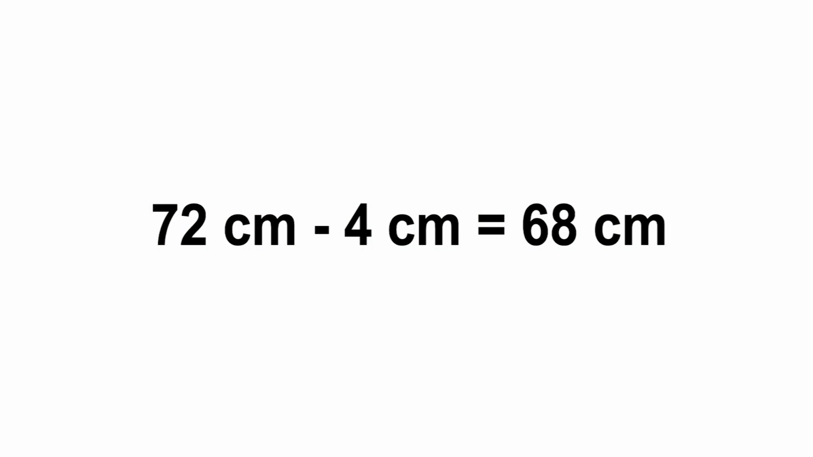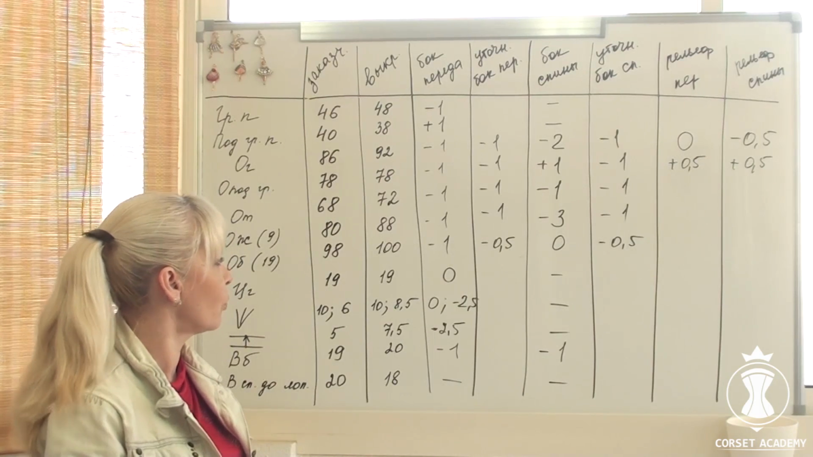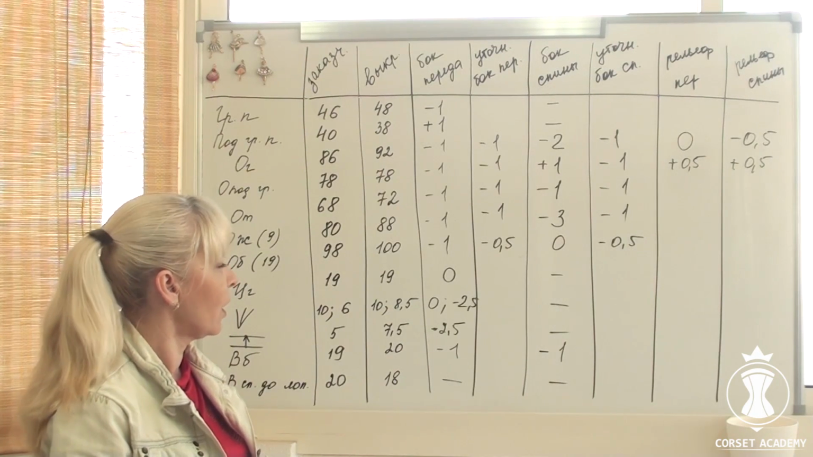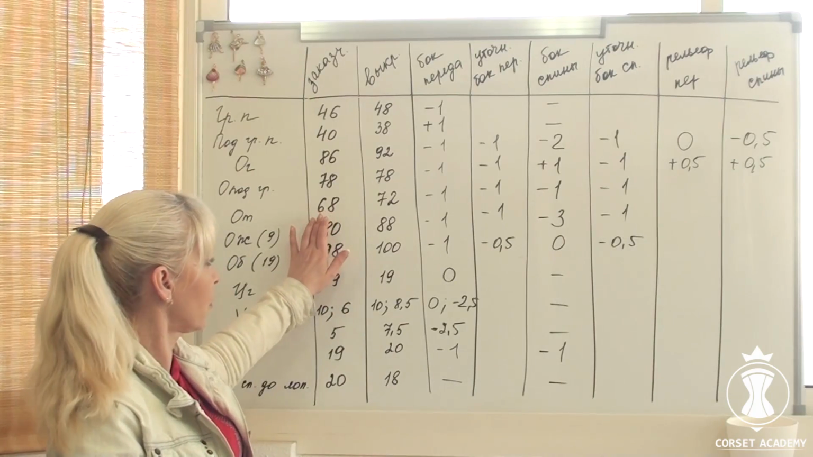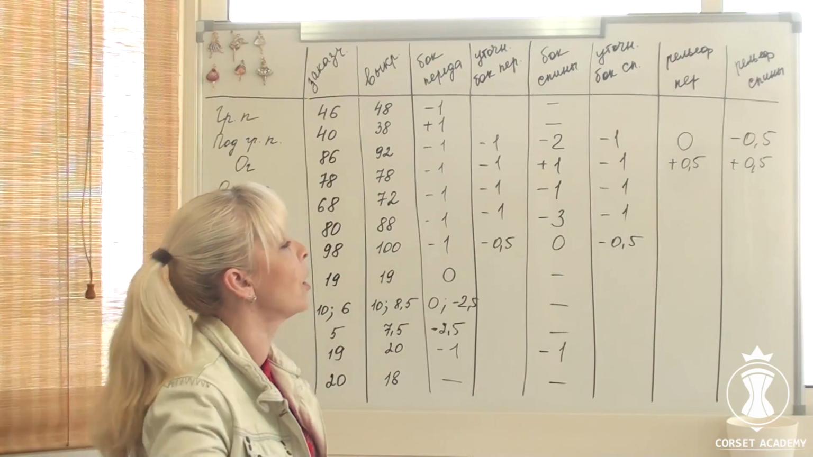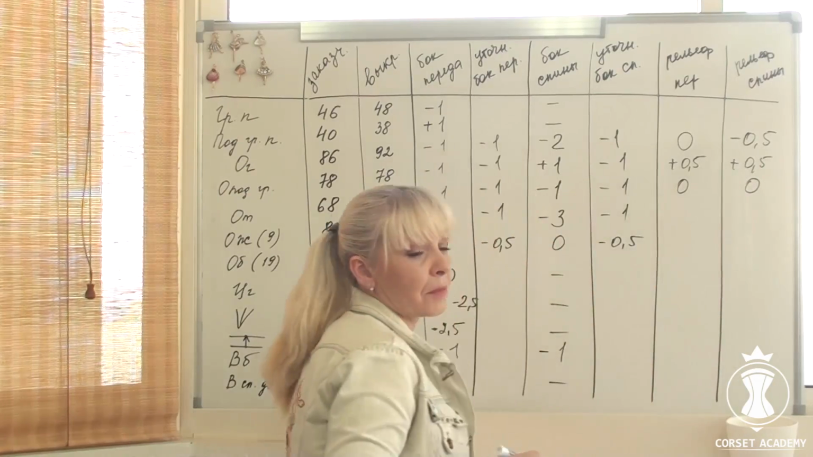72 centimeters minus 4 centimeters equals 68 centimeters. 68 centimeters minus 68 centimeters equals 0 centimeters. I have already arrived at my client's measurement, so I don't need to remove anything in the front or back princess seams here. I put a 0 in line 5 of columns 7 and 8.